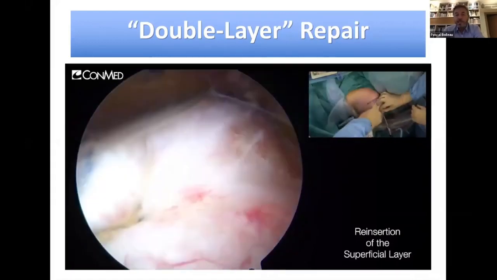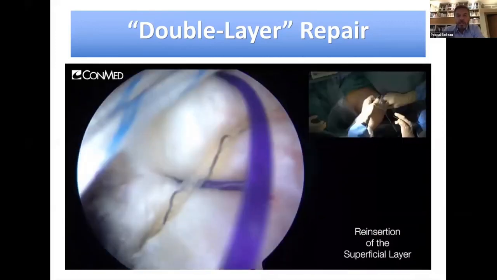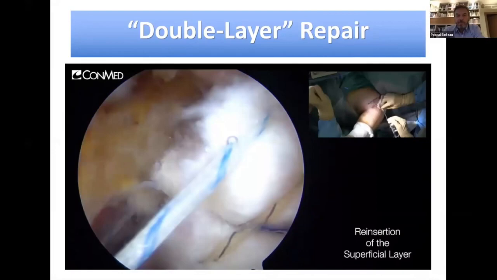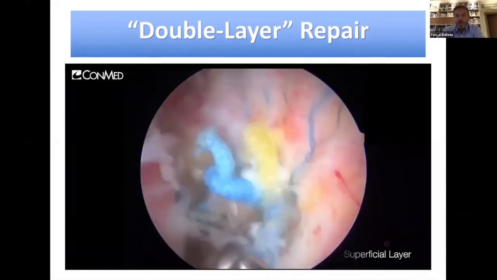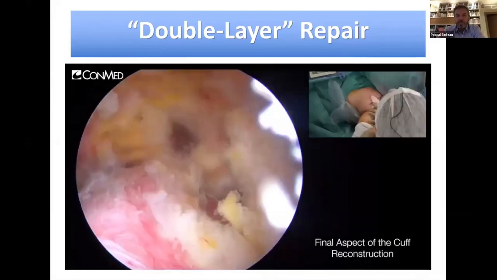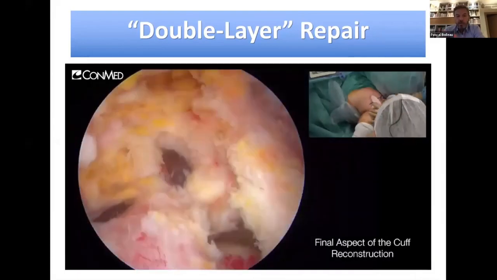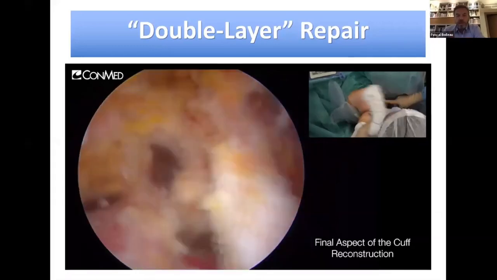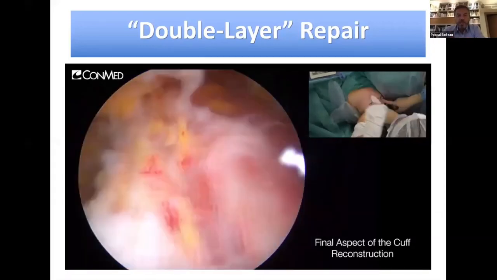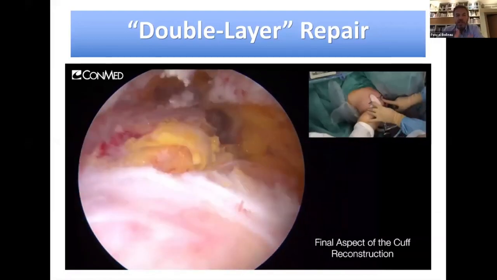And this is a complete coverage of the footprint here, as you can see. So it's very simple to manage. It's very reproducible. And as you can see here, now you have the rotator interval that we leave open. It's very important to leave it open. You will have no frozen shoulder after that. You can see the base of the coracoid. You can see the supraspinatus. You can see the infraspinatus. It was a pretty complex tear.